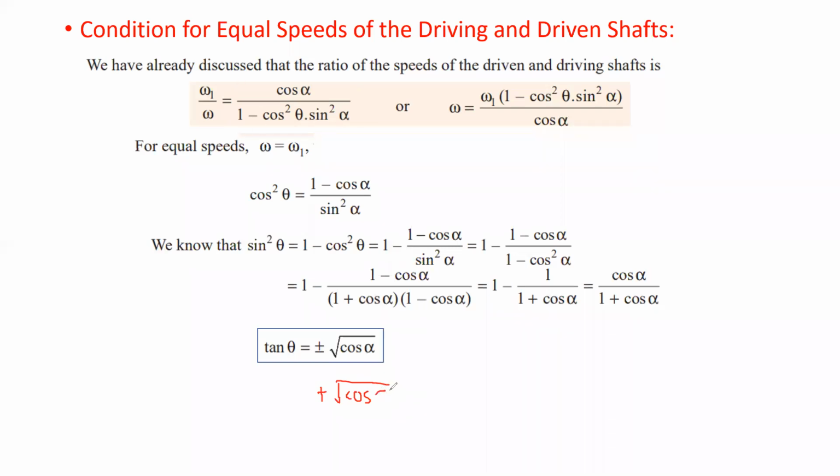You take the plus value one time and find out the value of theta. Say that is theta 1. The second value of theta will be theta 1 plus 180 degrees.